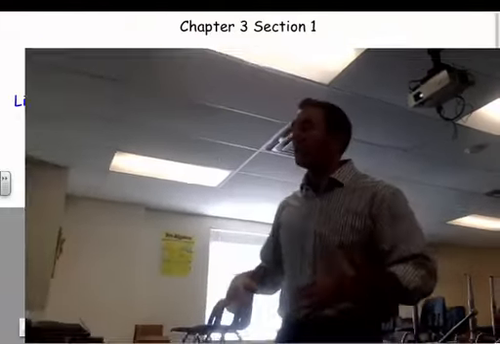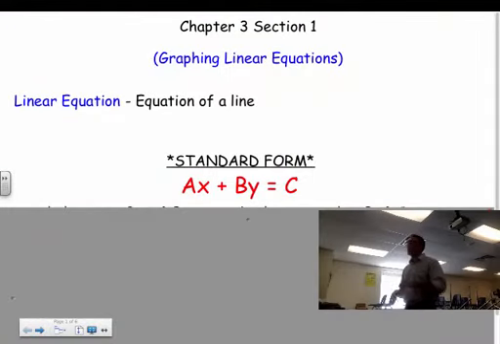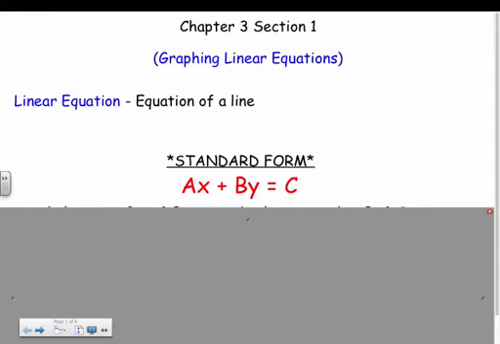Okay, this is probably the least used form that we're going to use. So we're just going to briefly get through this, not spend a lot of time on it, because we want to spend time on slope-intercept form and point-slope form, which are much more useful when it comes to graphing. Okay, so bear with me this first section. Not too bad. We'll get through it.